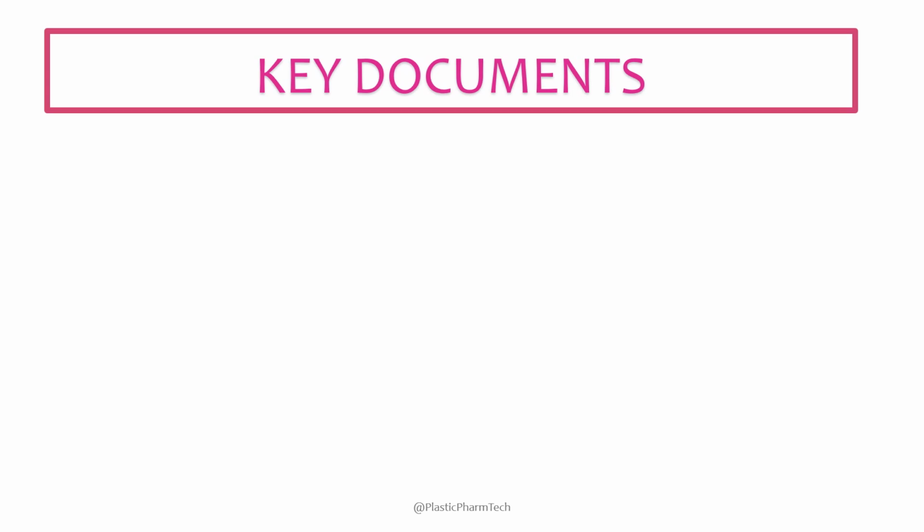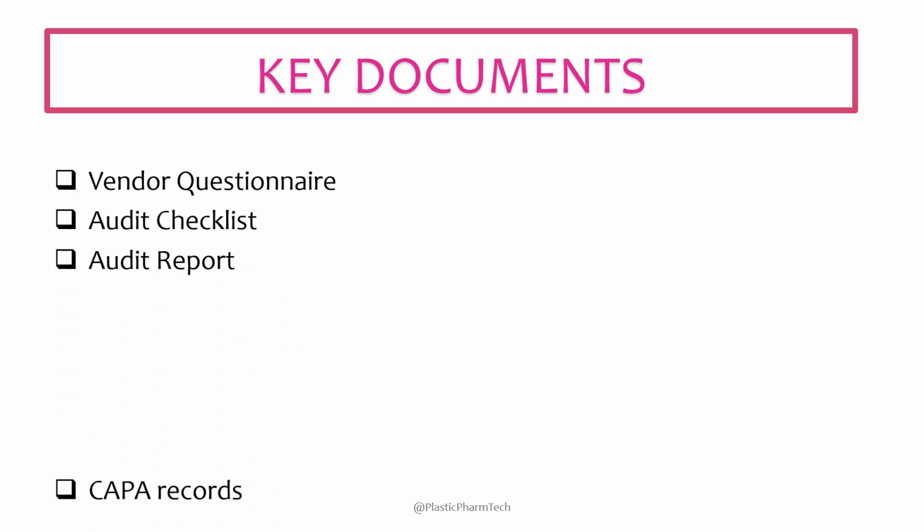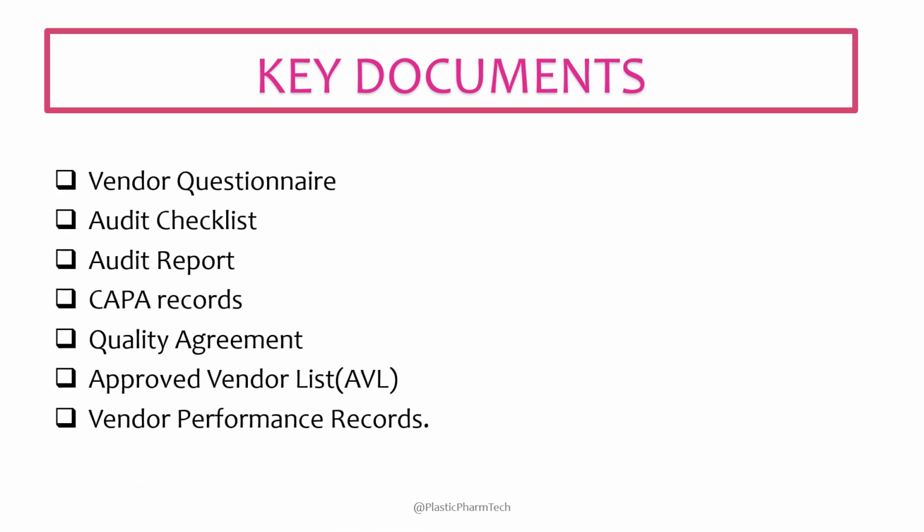Then what are the key documents for vendor qualification process? First is vendor questionnaire, then audit checklist, then audit report, then CAPA records, then quality agreement, then approved vendor list, then vendor performance records.